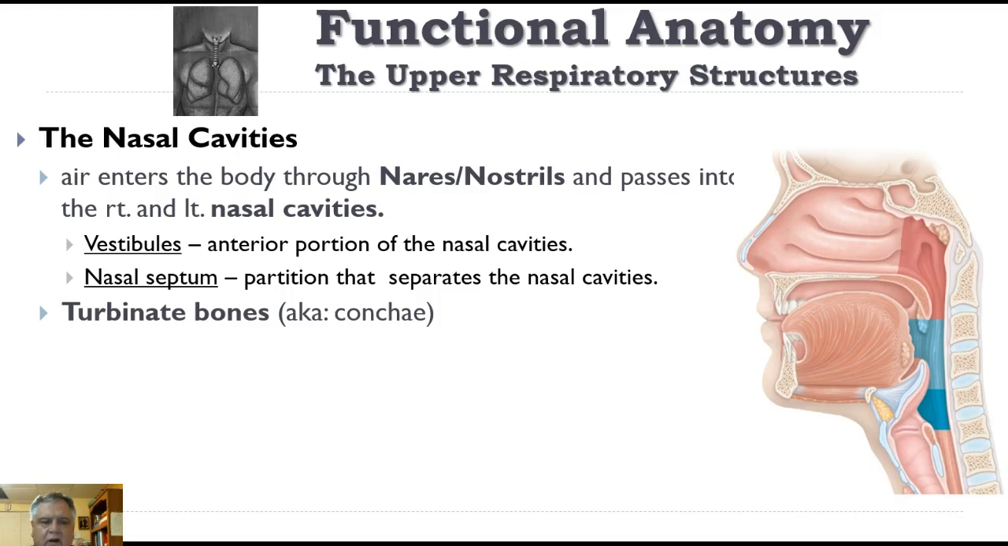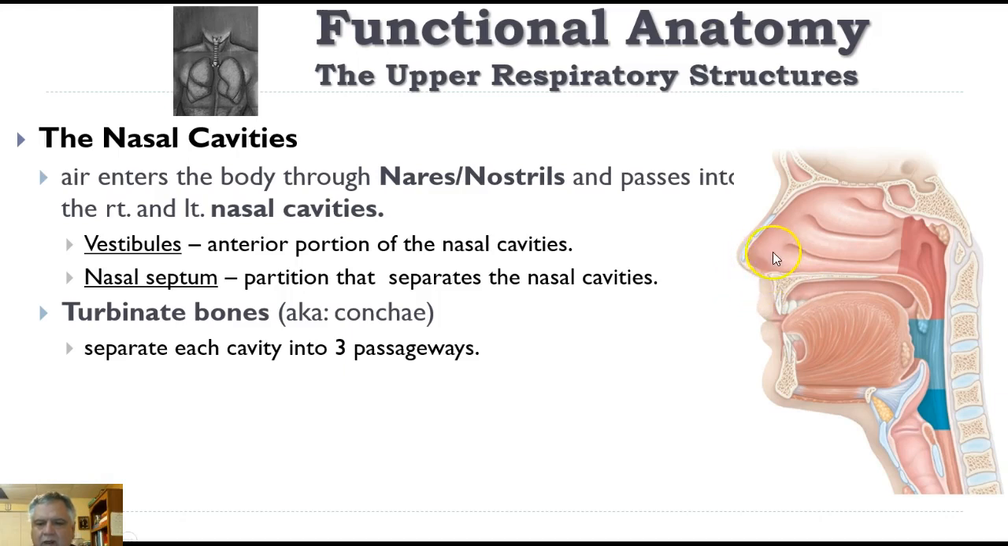In addition to the nasal septum, then inside the nasal cavities, we're going to find turbinate bones. You might remember the turbinate bones from your study of the skull in the skeletal system. These turbinate bones are also known as the nasal conchae, and that's the way it's pronounced, like King Kong, King Konchae, think of it. Okay, there are three of these turbinate bones, and they then subdivide the nasal cavities into three passageways.